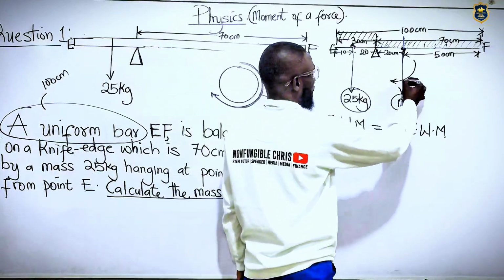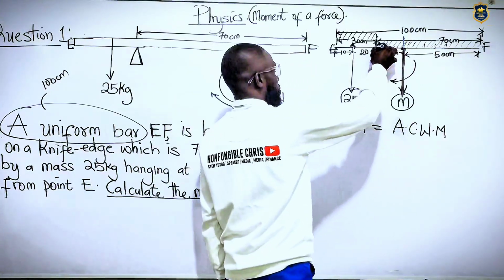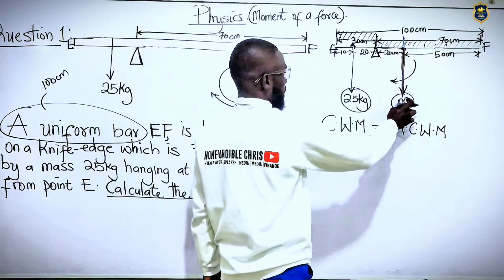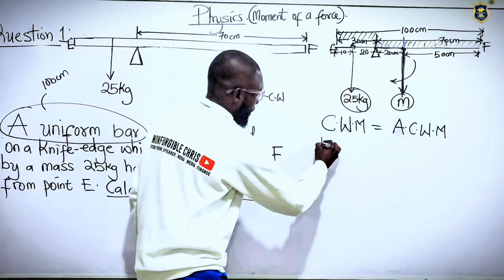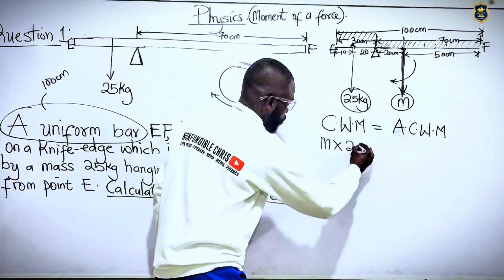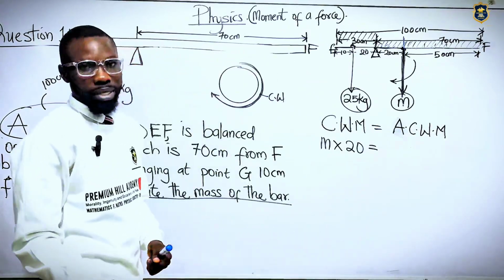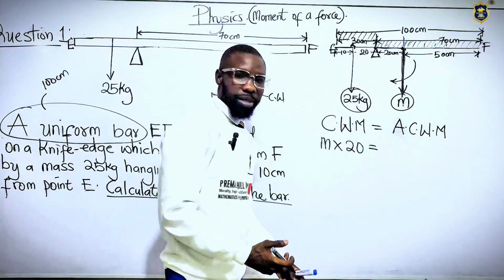It means this mass that we're having here times this distance to this point. So it is mass times this 20 cm distance to this point. So we're looking at mass times 20. That's what the clockwise moment is. Moment is force times distance, but since we are not looking for the force, we can just reduce it to the mass.